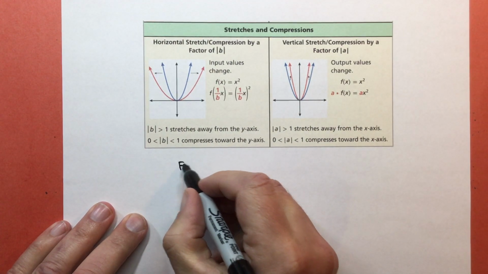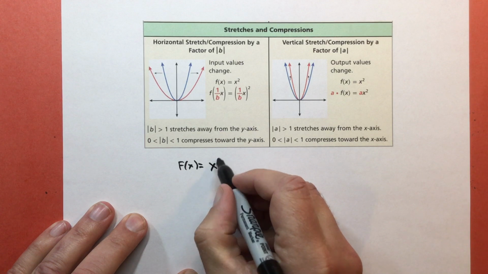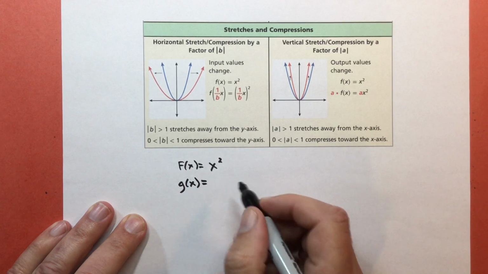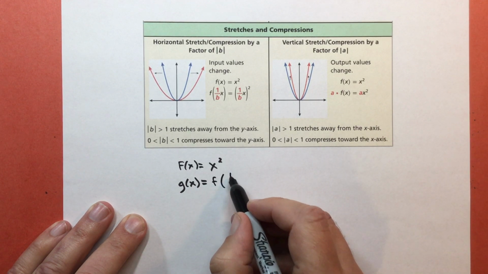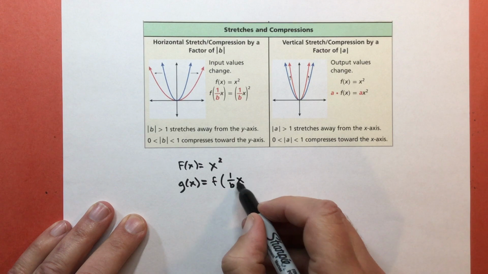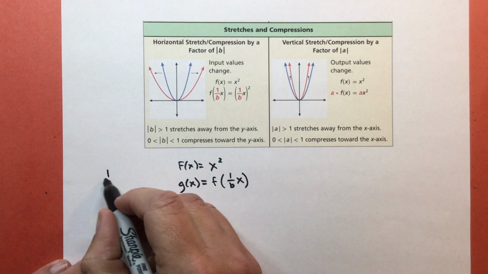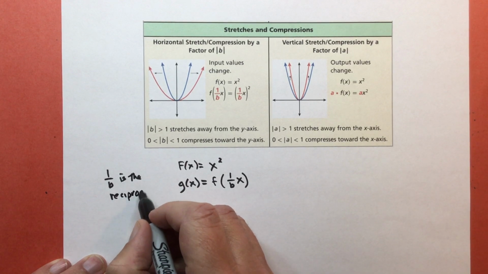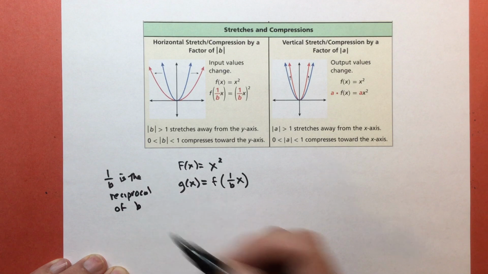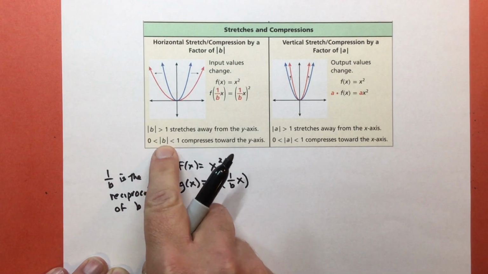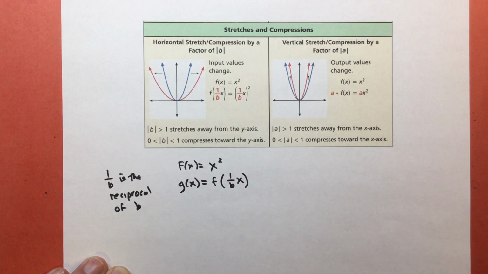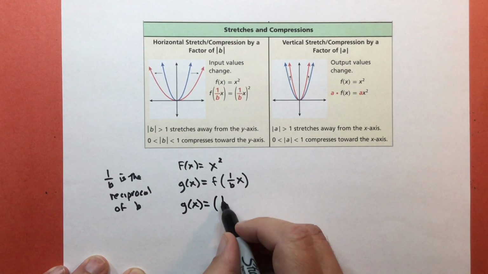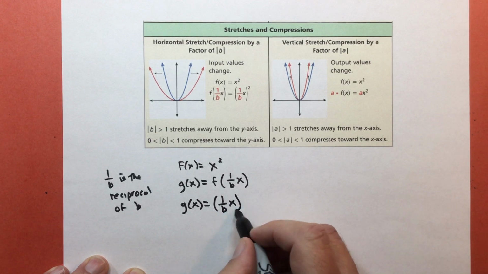So again, the parent function is going to be f of x equals x squared. Stretches and compressions are going to be f of the reciprocal of b times x. And remember, 1 over b is the reciprocal of b, because I need to know what b is to decide if it's a stretch or a compression. So my function is going to look like this: 1 over b times x, and I'm going to square that.